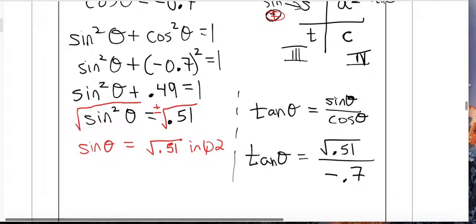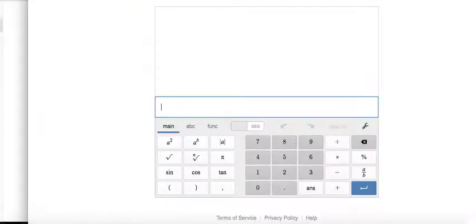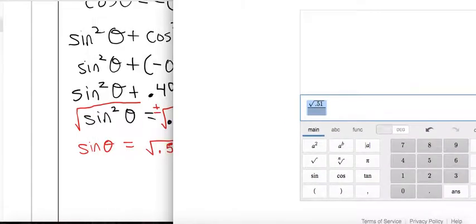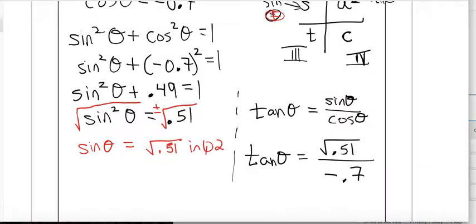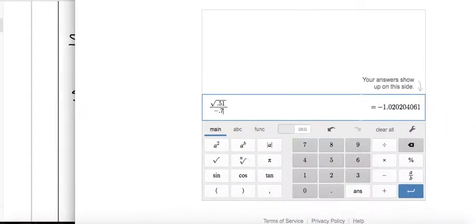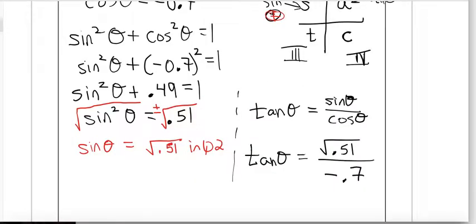So let's go ahead and put this in our calculator. Sorry, guys. The fraction, square root of 0.51 on top, all over negative 0.7. And to the nearest hundredth, that's 2 decimal places, we get negative 1.02. So I'll write my final answer here that tan of theta, or tangent theta, is equal to approximately negative 1.02.